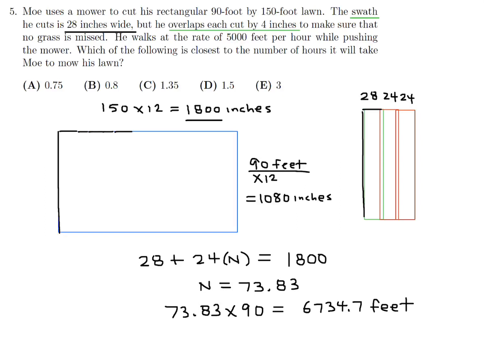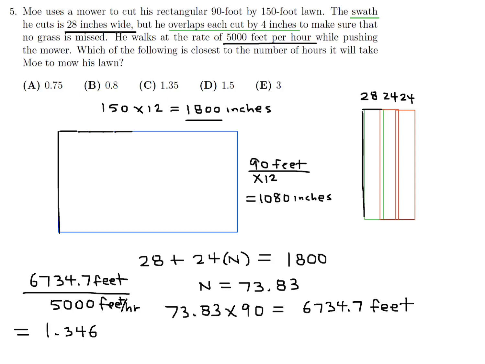Now they tell you that he walks at a rate of 5,000 feet per hour. So 6,034.7 feet divided by 5,000 feet per hour. That is going to give us our time. And this looks like 1.346 hours. That's how long it takes him to mow his lawn. So for number 5, the answer closest is C.